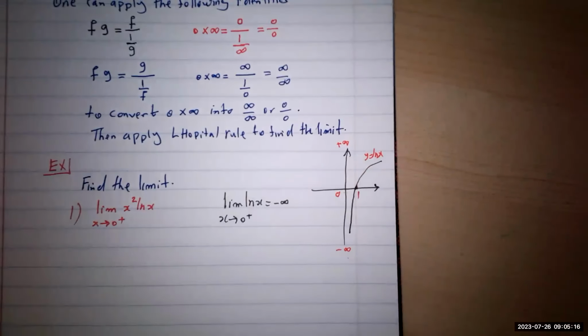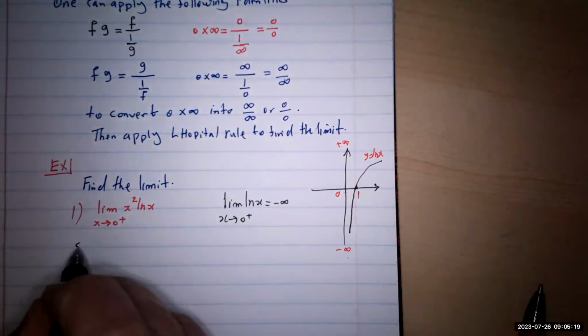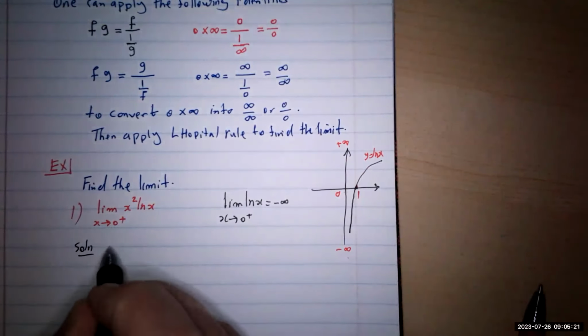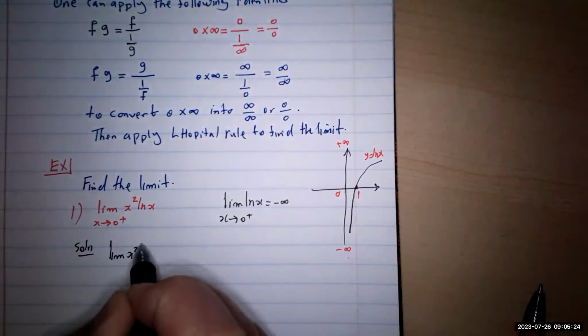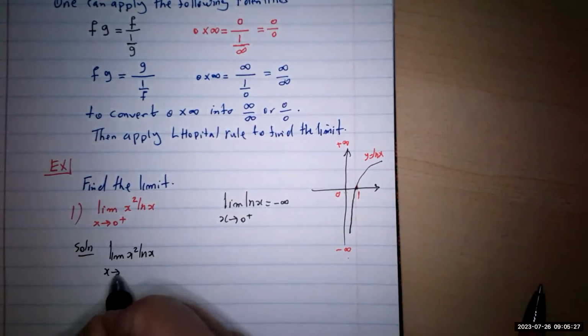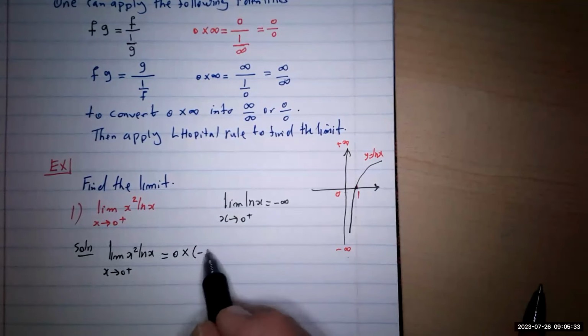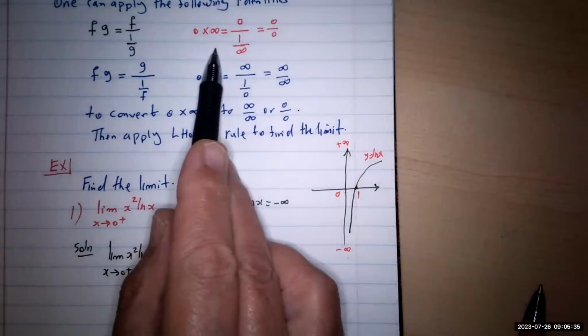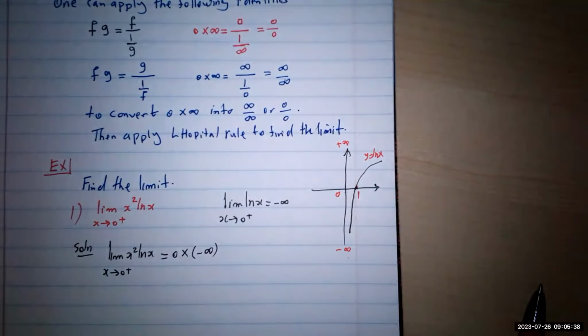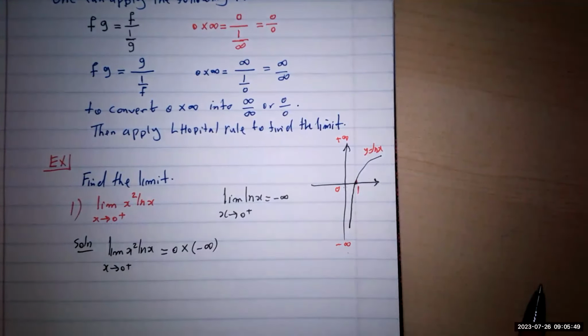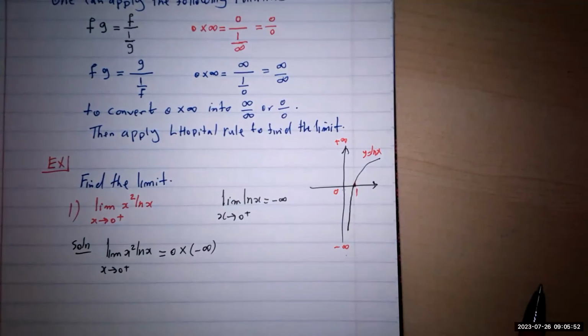So this means for the solution, you want to find the limit of x squared ln x when x goes to 0 positive. So this is going to be 0 times negative infinity. So you have the case. Now you have to decide what you want to do. You are going to change this one into a fraction, so you can put one of the functions on the top, divided by the reciprocal of the bottom one. So which one is going to be easier? Okay, you can check this.